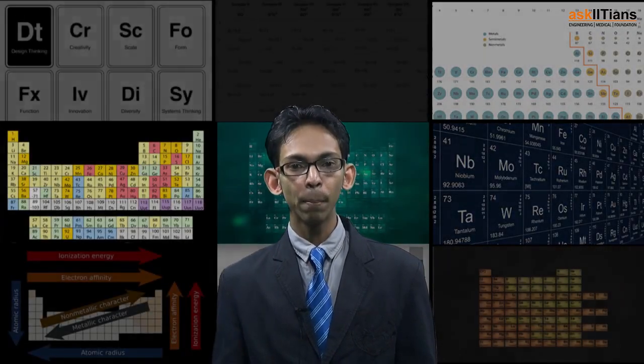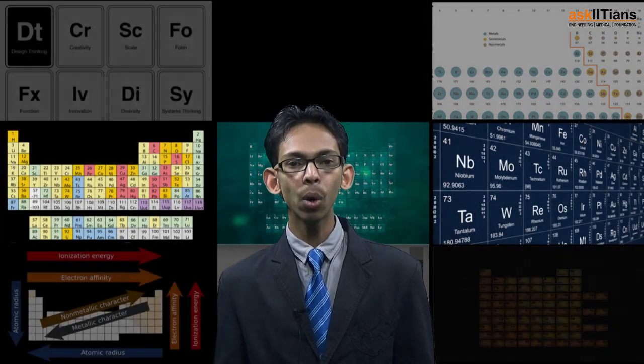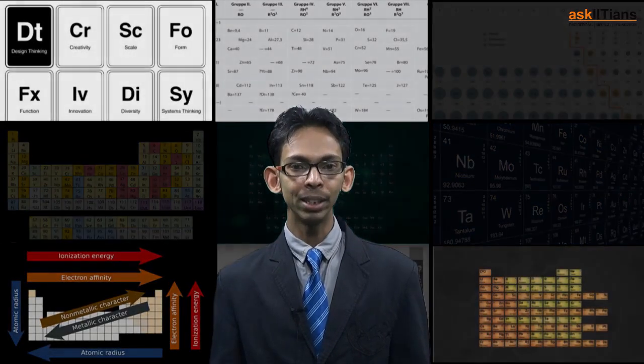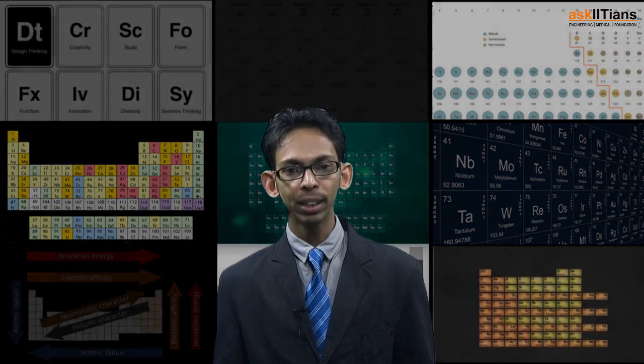In the next video, we are going to study periodicity in properties. That means how different properties of elements, like atomic radius and electronegativity, vary in the periodic table.